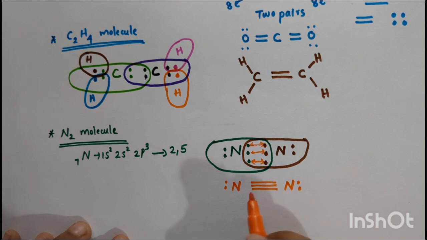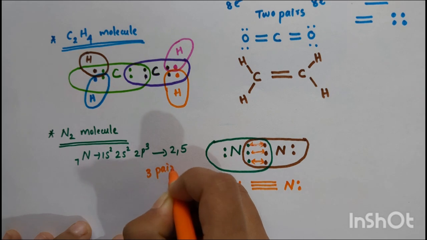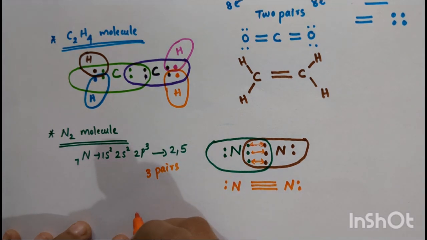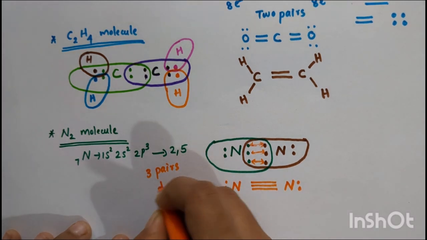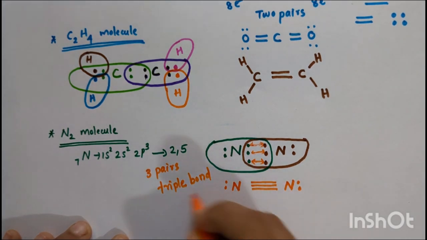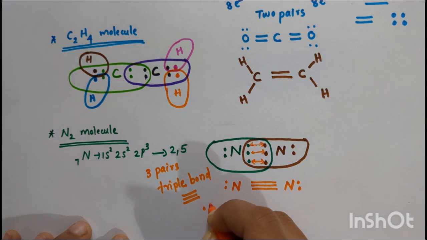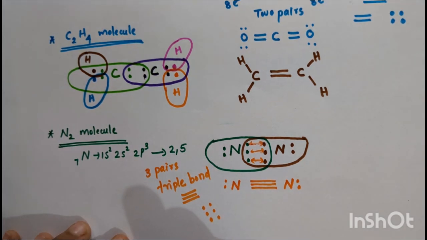If 2 atoms share 3 pairs of electrons, the covalent bond between them is called a triple bond. A triple bond is usually represented with 3 lines like this, or you can use 3 pairs of dots between the 2 atoms.